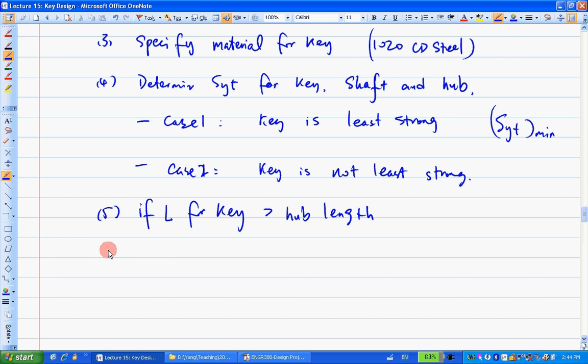Okay, so number six is to specify the actual key size, meaning you look at the catalog. You don't pay the decimal numbers. You look at the catalog and choose the proper one off the shelf so you can buy. So that's this step here.